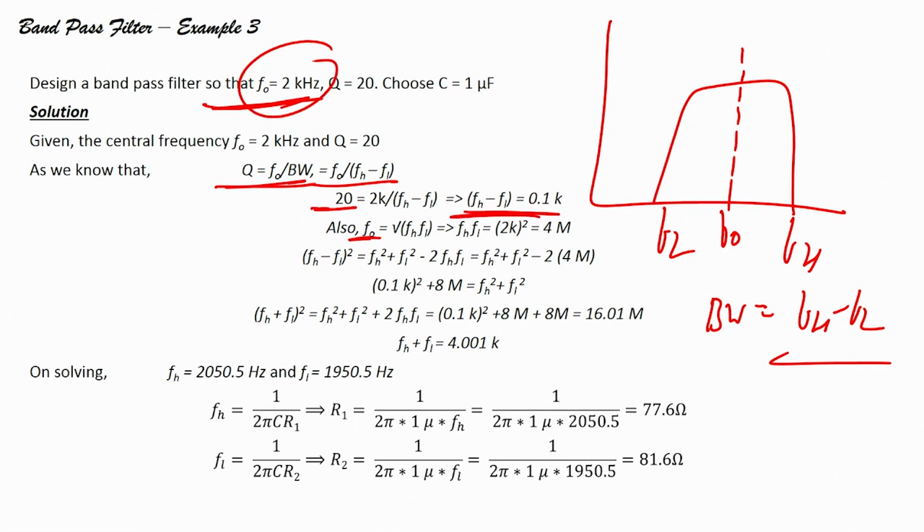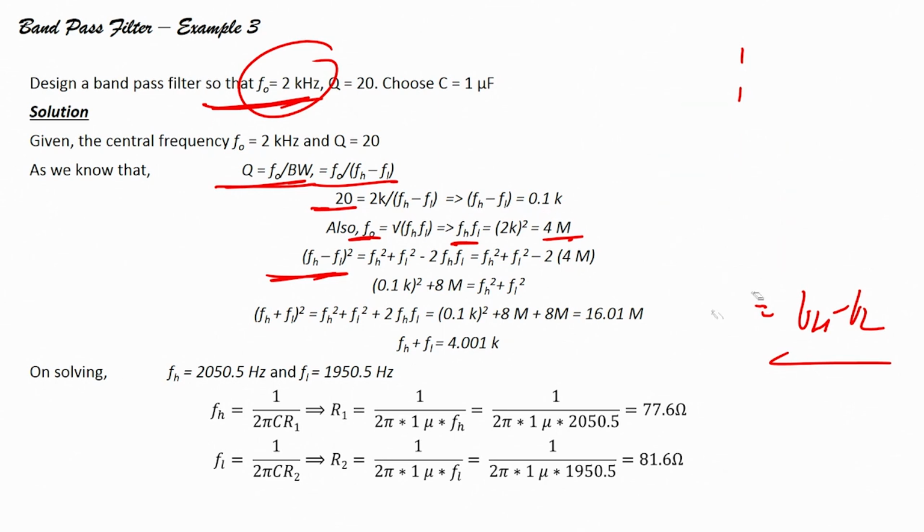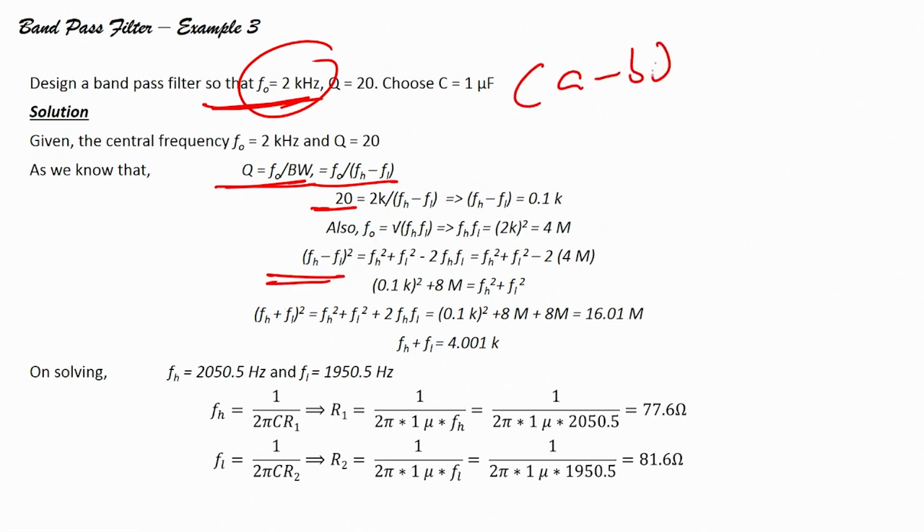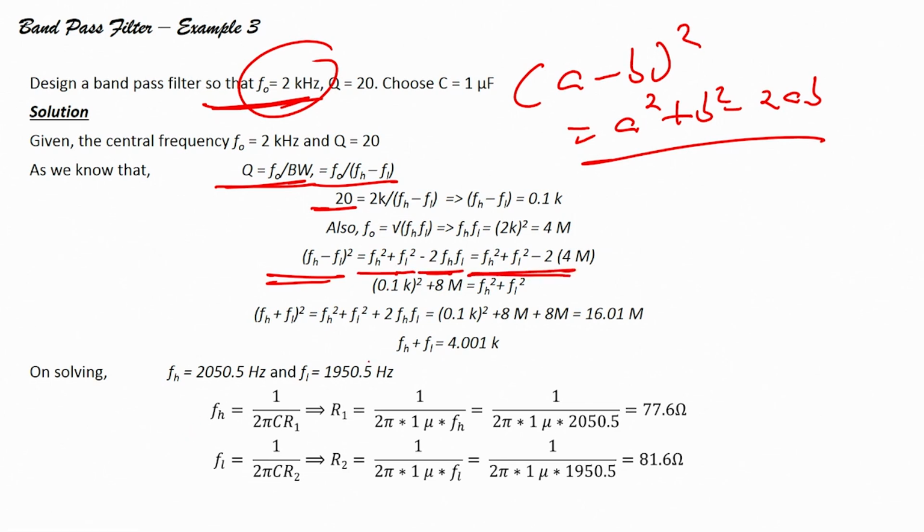Now, FO equals the square root of FH into FL, that also we know, which means FH into FL equals 2 K whole square equals 4 M. Now, FH minus FL whole square is, this is very easy mathematics. A minus B whole square equals A square plus B square minus 2AB. This is FH square plus FL square minus 2 FH into FL, which is nothing but FH square plus FL square minus 2 times 4M. So, when we substitute the value we will get this.